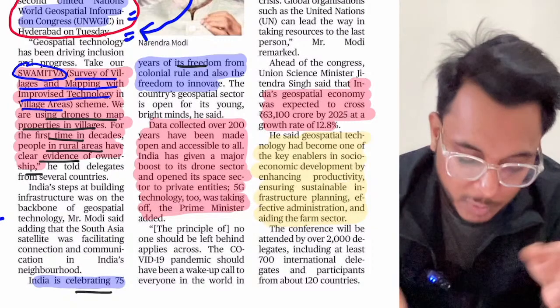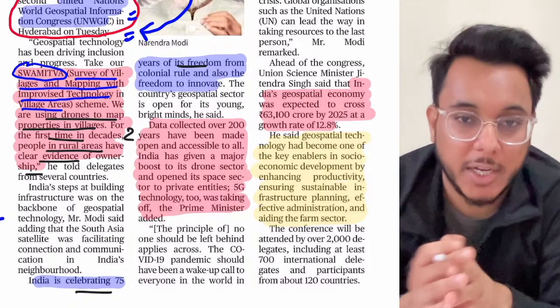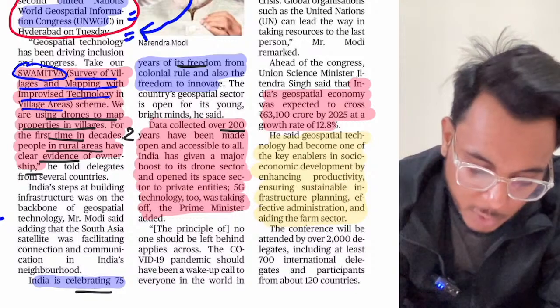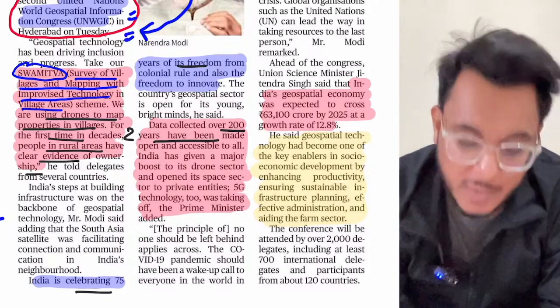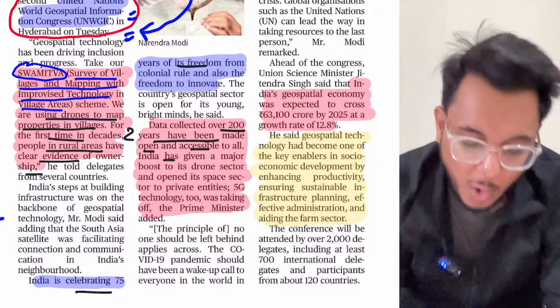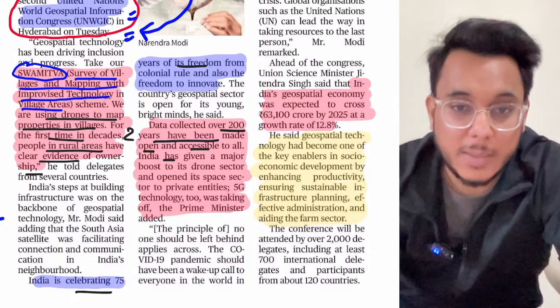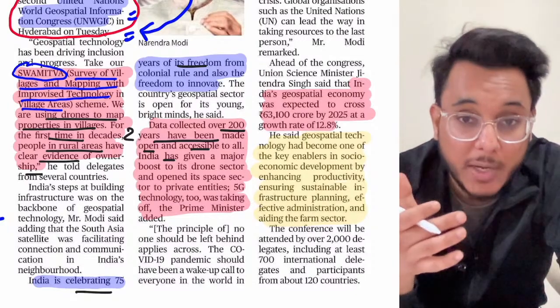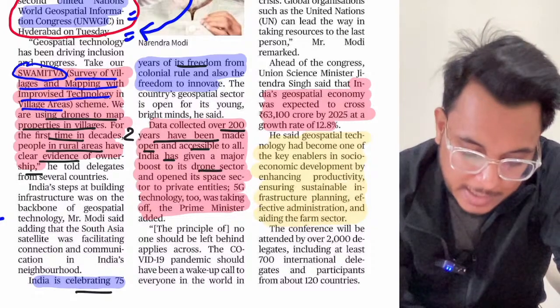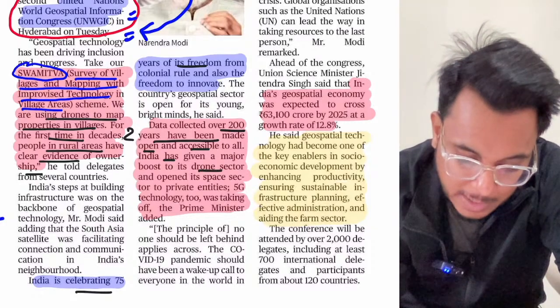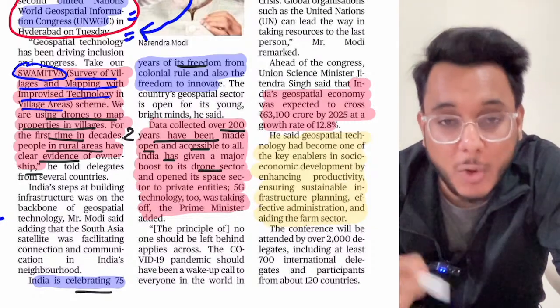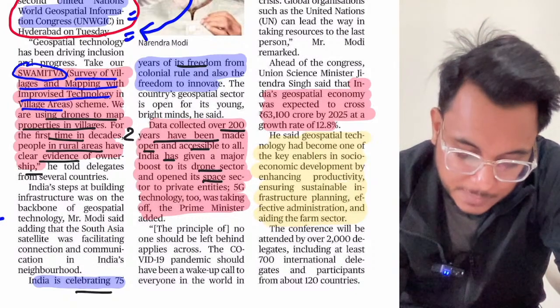The government, moreover, has taken one more very important initiative. The data that has been collected over the last 200 years has been made open and accessible to all. Is it clear or not? That is something which will give a very important boost to the drone sector, a major boost to the industry. Moreover, we have also liberalized the space sector.